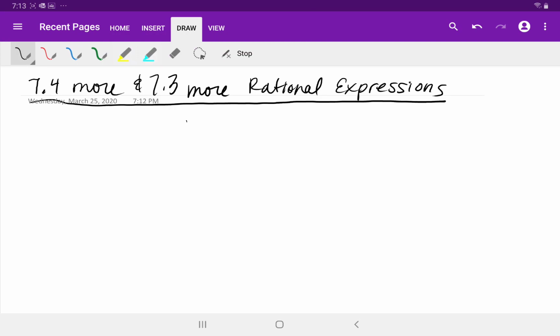Let's see, do you remember the initials? The initials from 7.4, which was the adding and then subtracting. So let's see if you can remember the initials.